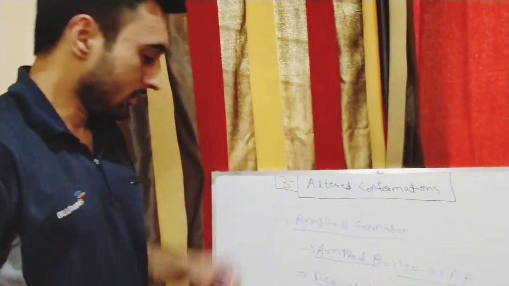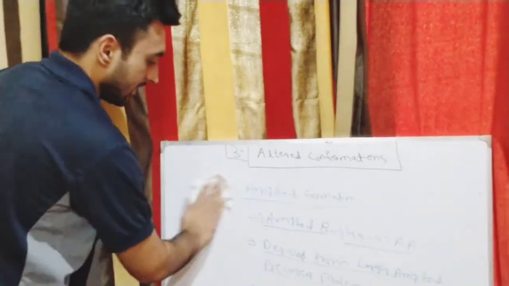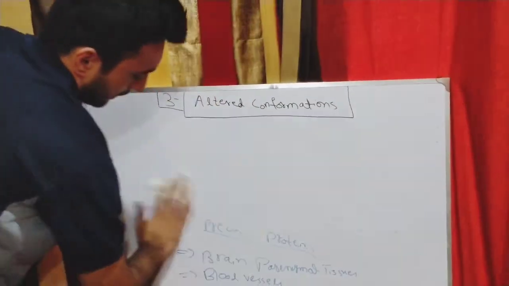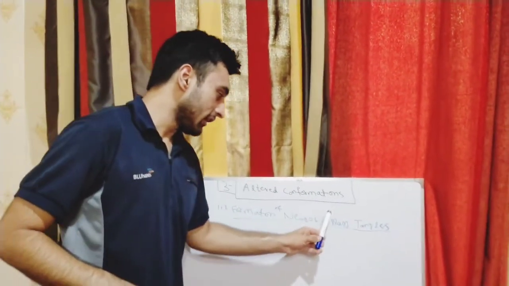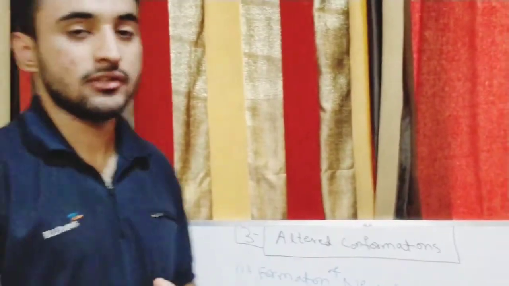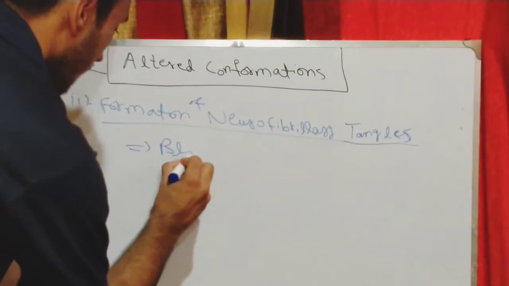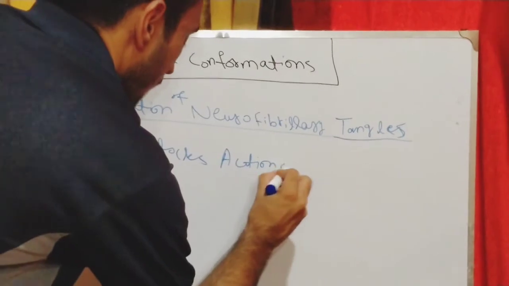I have explained it all, and now I would like to tell you about the second factor which causes the Alzheimer disease. We know that amyloid beta aggregates and accumulates in the brain parenchymal tissue to cause the Alzheimer disease. This is the one factor. Now the second factor is the formation of neurofibrillary tangles in our neuron, which blocks the action of the neuron.